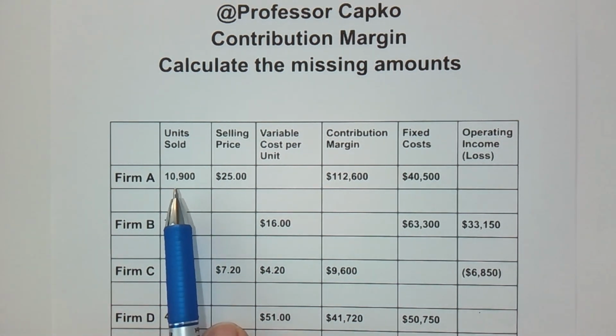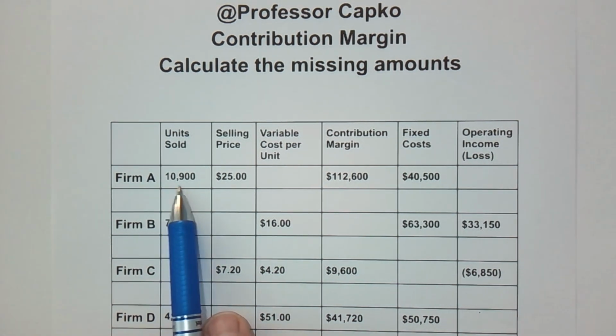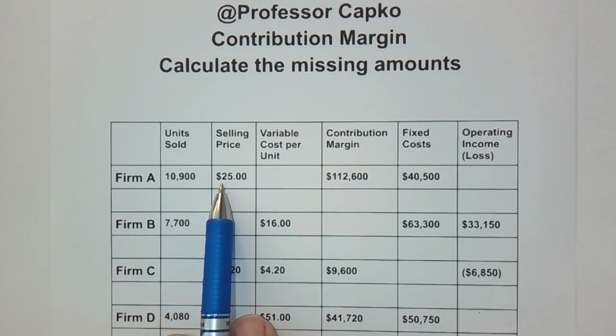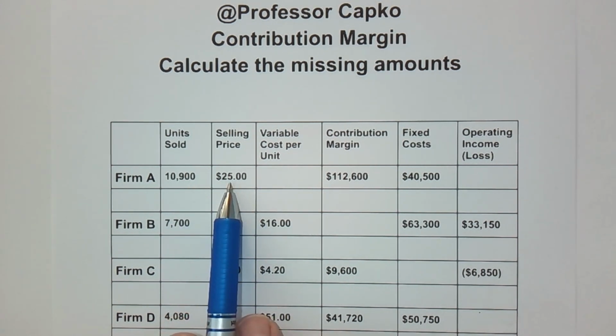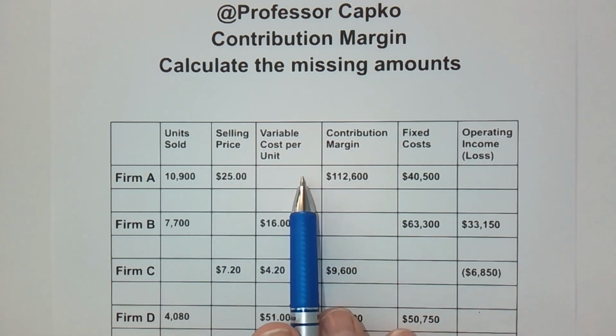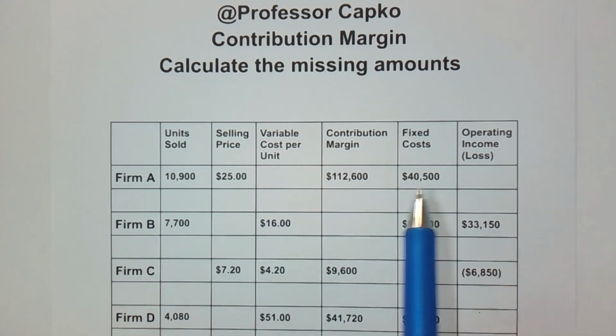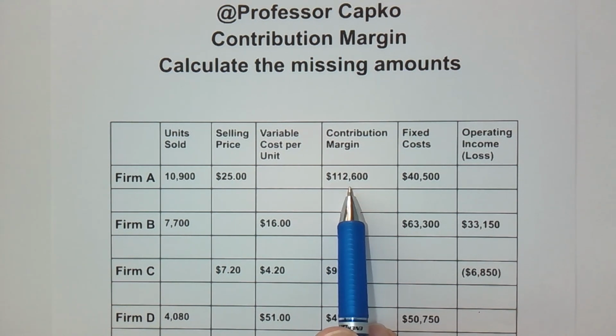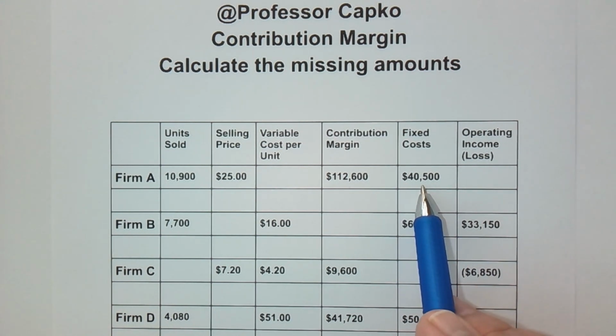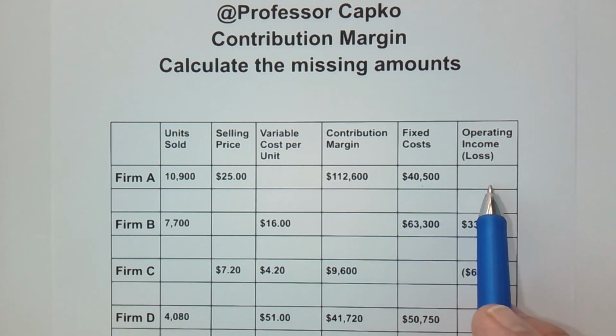In this one, we know firm A has sold 10,900 units. The selling price, and this is a per unit selling price, is $25 per unit. We do not know what the variable cost per unit is. This sometimes might be called variable expense per unit, but I'm just going to call it a variable cost per unit. We're given the contribution margin is $112,600. We are told that our fixed costs are $40,500 and our operating income is what we need to find, if it's an operating income or an operating loss.